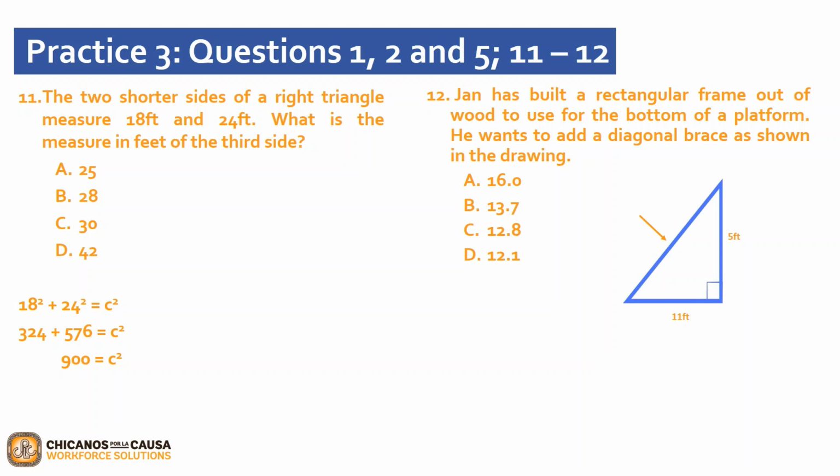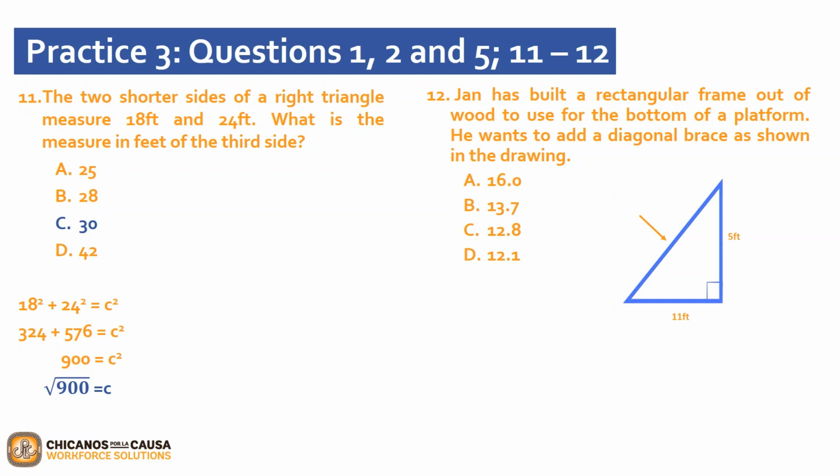But in order to find the measurement in feet of the hypotenuse, we have to take the square root of c squared, which in turn equals 30 feet. I'm sorry, it's 30 feet. So the answer is C. Now let's look at question 12.